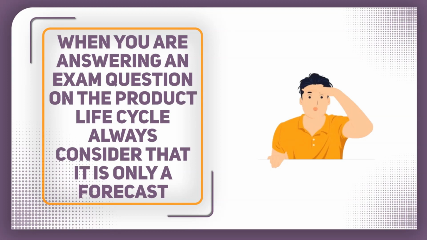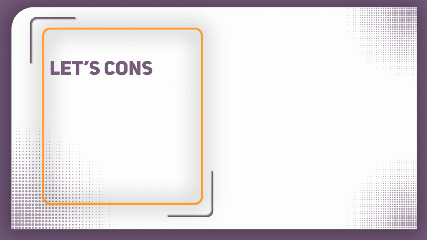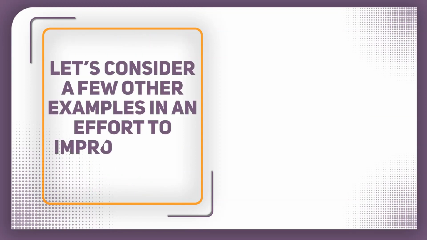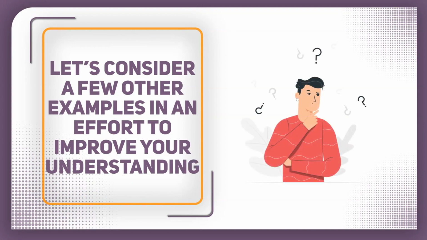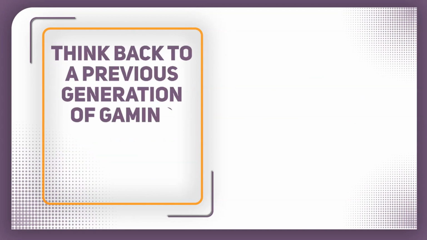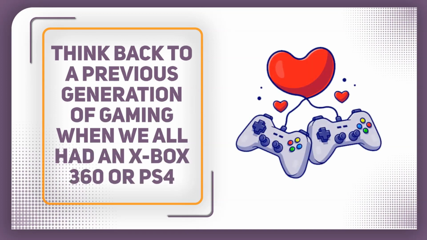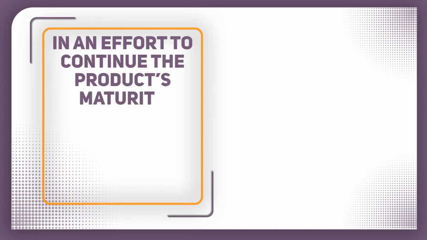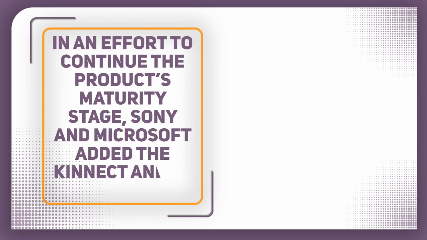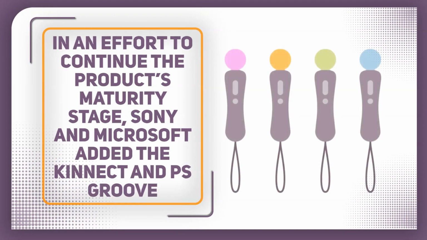Before we take a more detailed look at how Prisha and her team could extend the product life cycle of their product, let's consider a few other examples in an effort to improve your understanding of the process. Think back to a previous generation of gaming, when we all had an Xbox 360 or a PlayStation 4. As these products began to fall into the decline phase, the businesses implemented some extension strategies. In an effort to continue the product's maturity stage, Sony and Microsoft added the Kinect and PS Groove. These devices aim to extend the life of the product and compete against rival Nintendo Wii.